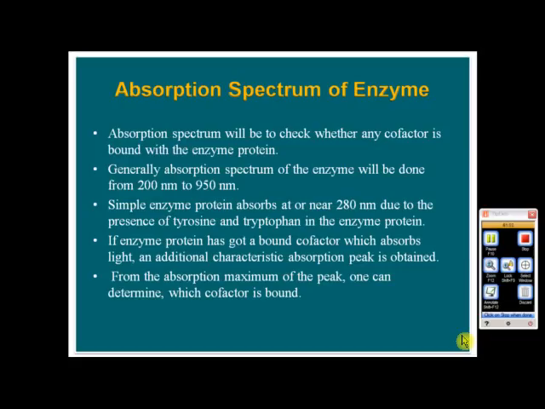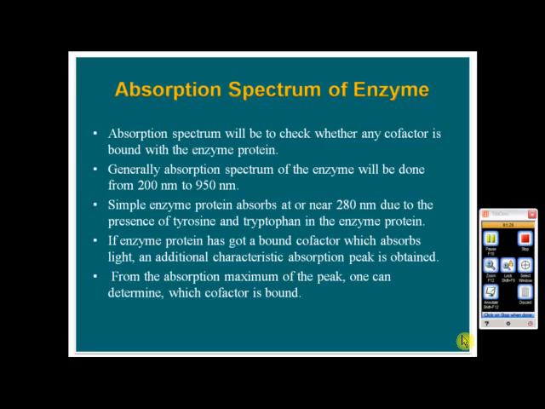Absorption spectrum of enzyme. Generally, absorption spectrum can be done in the range of 200 nanometers to 950 nanometers. And generally you know that simple proteins will absorb at 280 nanometers, whereas nucleic acids will absorb at 260 nanometers.